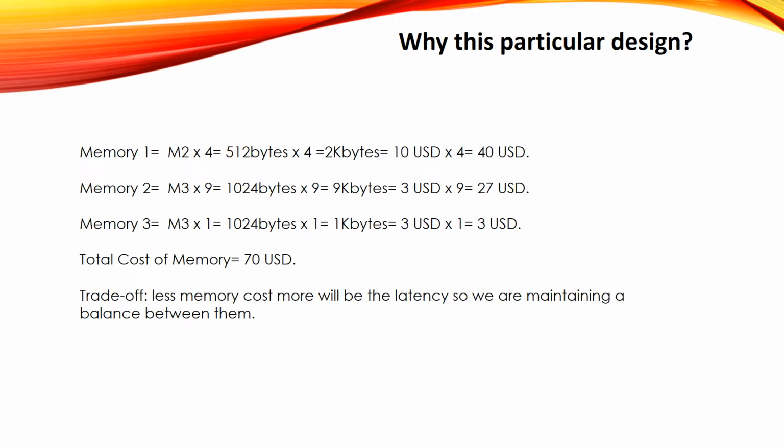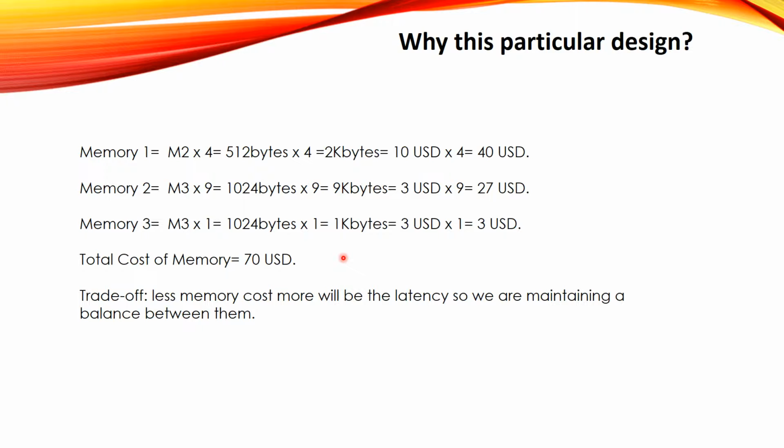Now let's see why we have chosen this particular design for our system. Here we can see that we have only selected M2 and M3. We have excluded M1 because it is very costly. Here we can see the calculation of the cost of our memories. It comes to $70.